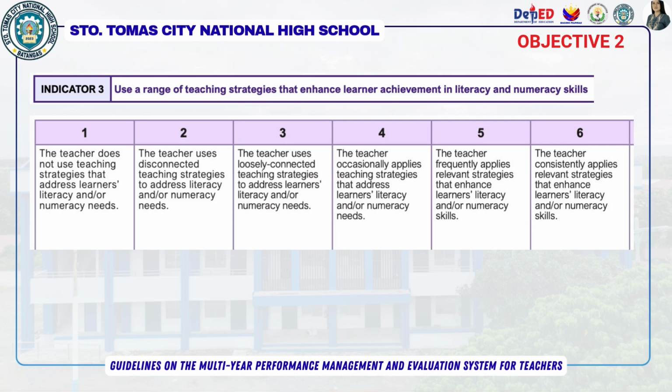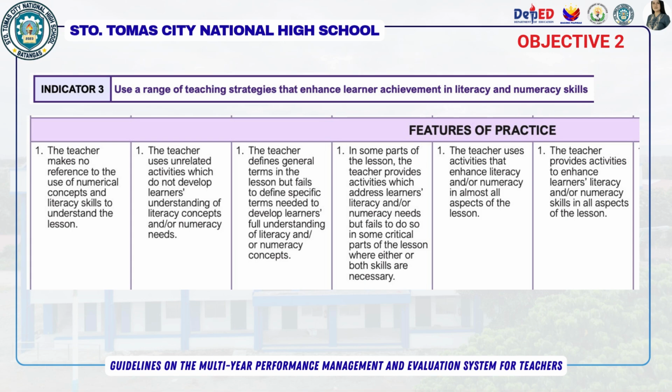Now let's examine Objective 2, focusing on our ability to integrate literacy and numeracy strategies. Again, observe the progression. In Level 1, you don't use any strategies for these skills. In Level 3, strategies are loosely connected, meaning they aren't fully integrated into the lesson. To reach the proficient level, you must consistently and frequently apply relevant strategies that enhance these skills. Level 6 represents the highest level of consistent application for this specific career stage.